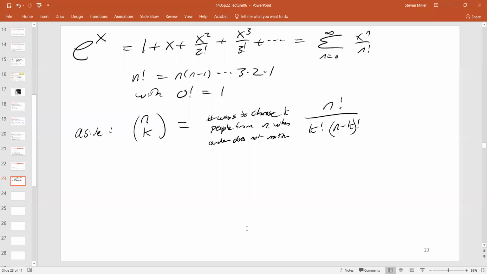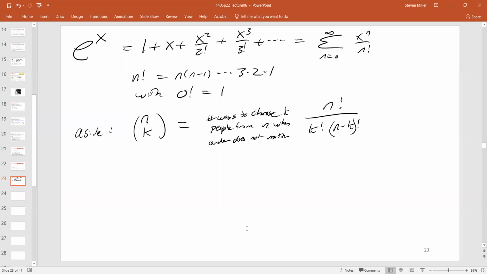If you think about it, if I have 10 people and I want to choose 3, how many ways are there to choose 3 people from 10 when order matters? It's 10 times 9 times 8. 10 for the first, 9 for the second, 8 for the third. But what if I didn't care about order? Well, how many ways can I reorder 3 people? There's 3 factorial or 6 ways to reorder. Once I have my 3 people, I have 3 choices of who's first, 2 choices of who's second, and 1 choice of who's third.